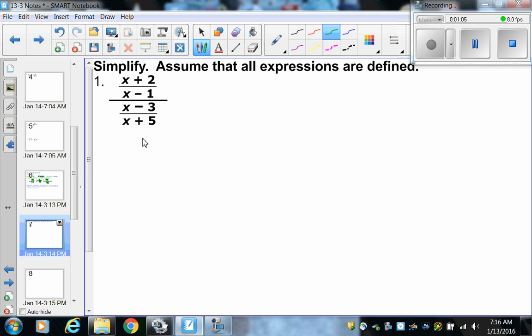So in our first example, it says simplify and assume that all expressions are defined. That means we don't have to worry about when it's undefined. So if you remember that when you're taking a fraction divided by a fraction, you have keep, change, flip. That means to keep the top exactly as you see it, change division to multiplication, and flip the denominator. So instead of x minus 3 over x plus 5, you're now going to have x plus 5 over x minus 3.